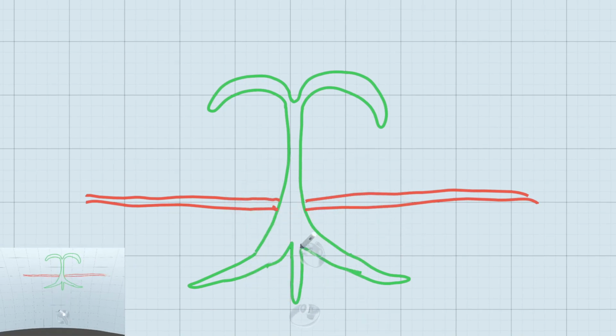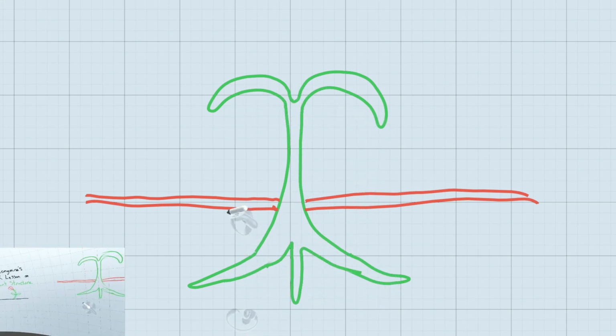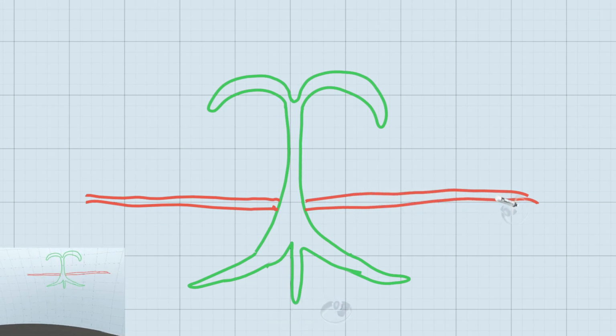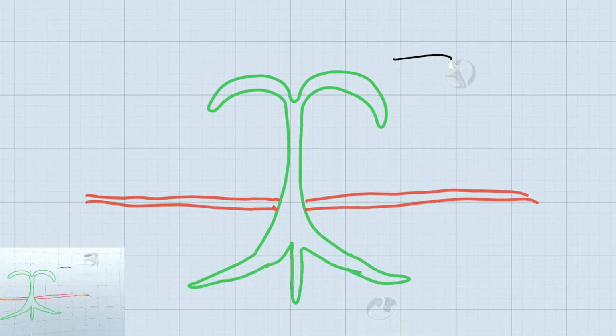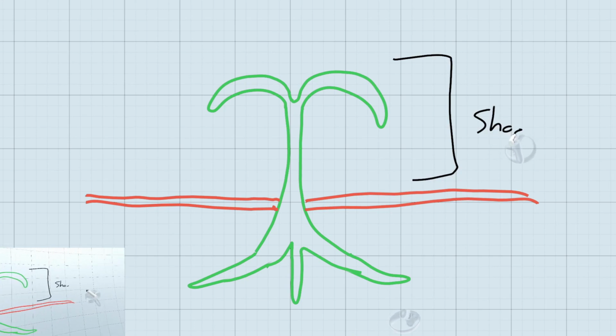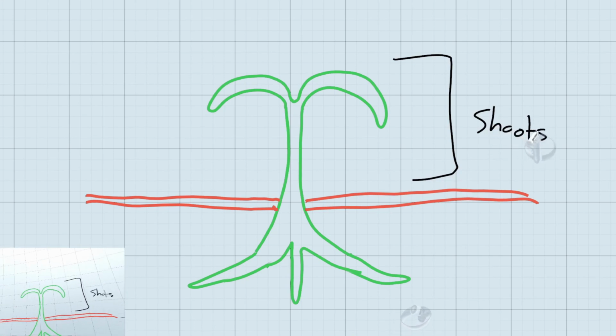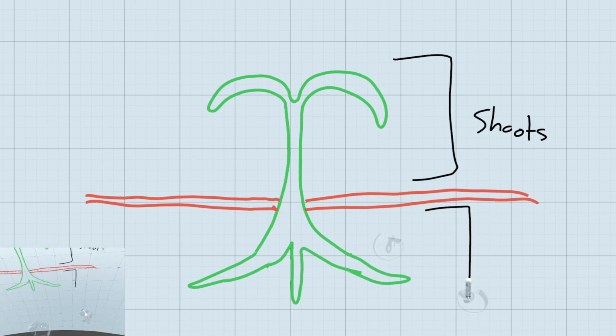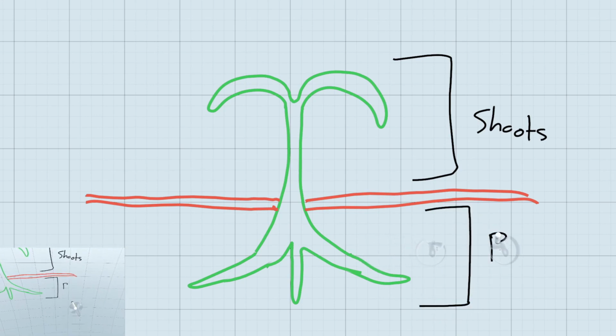Now, as you can see, we've got a root system down here and a stem and a few leaves up the top. This red layer down here is meant to represent the ground. So part of the plant is above the ground, part of the plant is underneath the ground. The part that is above the ground we call the shoots. And the part that's underground is called the roots.